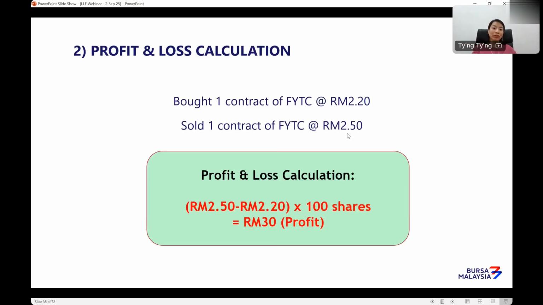Remember, why you need the times with 100 shares is because each contract, the contract size based on your contract specification, already stated that every single stock's futures representing 100 shares. So when you buy one contract, you're buying 100 shares. So if you buy 10 contracts, you're buying 1,000 shares. Clear?